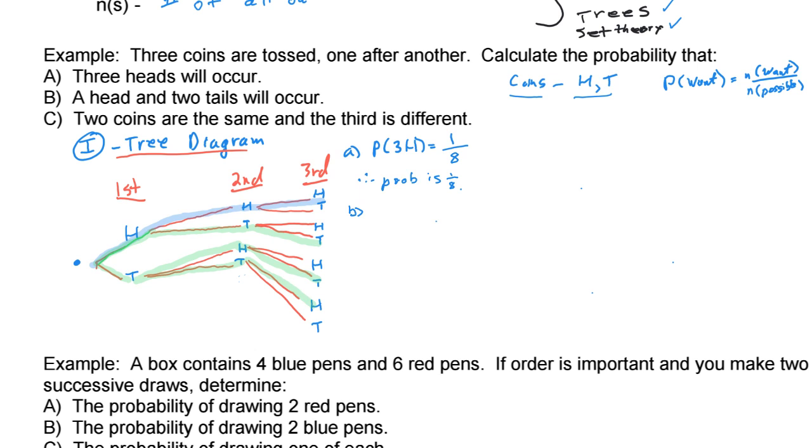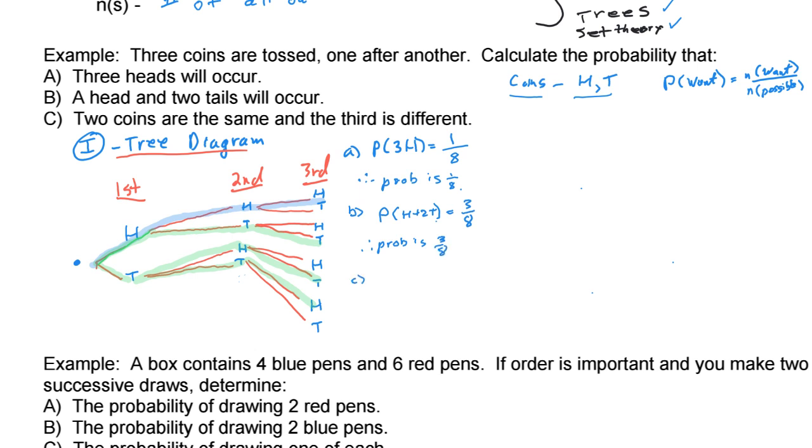So the probability of a head and two tails is determined by those three paths that we found. So we have 3 over 8 again. Therefore, the probability is, and we could write 3 over 8.